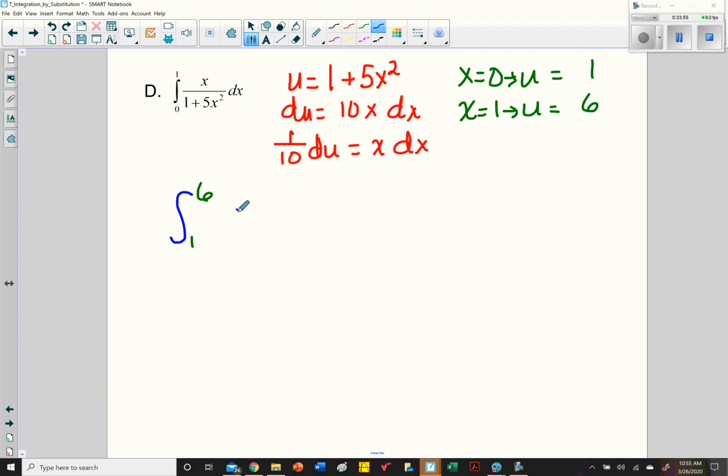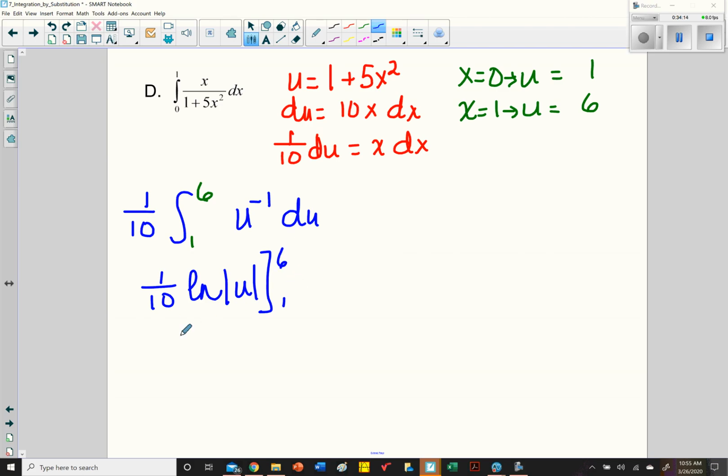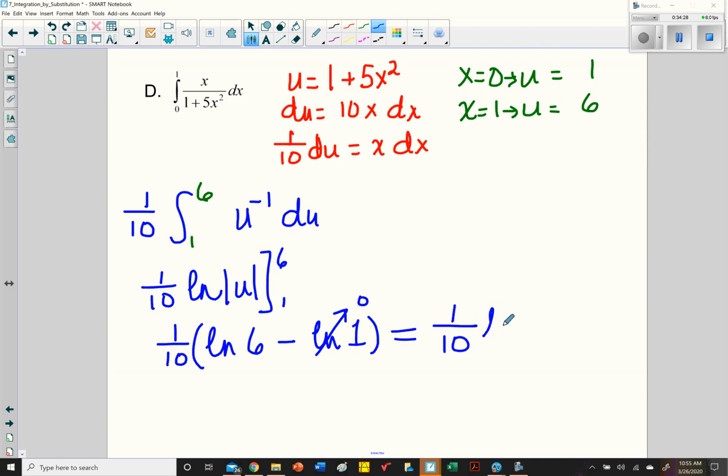And we're integrating u to the negative 1, which is natural log. And we're off by a tenth. So 1/10 natural log of u. We're evaluating from 1 to 6, which gives us 1/10 natural log of 6 minus natural log of 1, but natural log of 1 is 0, and our definite integral is 1/10 natural log of 6. So we don't need absolute value bars since 6 is a positive number.